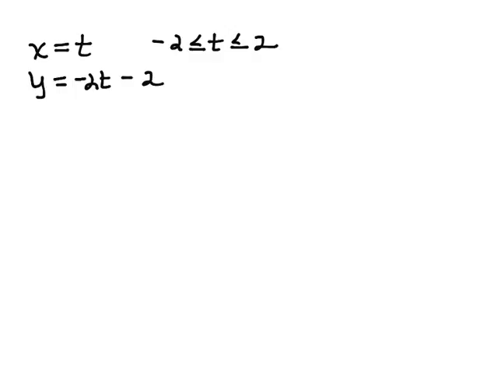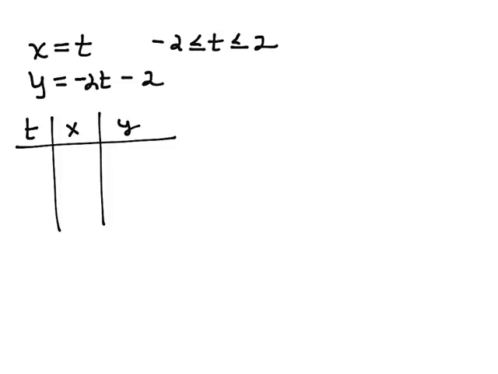We're given the parametric equations x equals t and y equals -2 minus t for t values between -2 and 2, and we're asked to sketch the curve represented by these equations. So in order to do that, let's make a little chart. We're going to substitute in values for t and see what our x and y coordinates turn out to be.